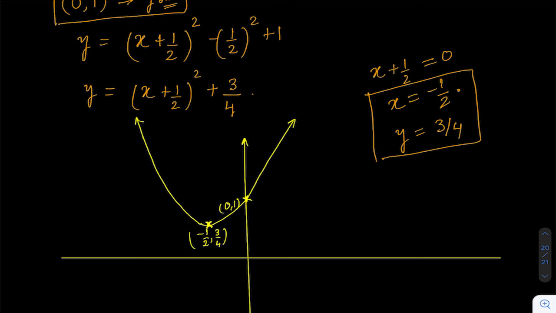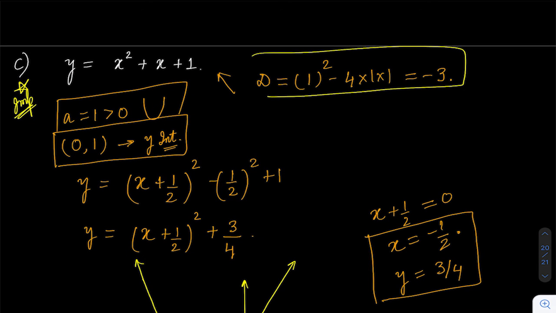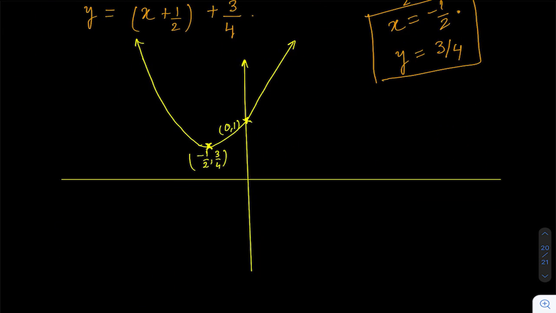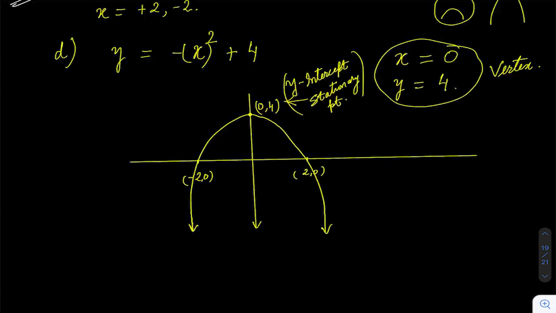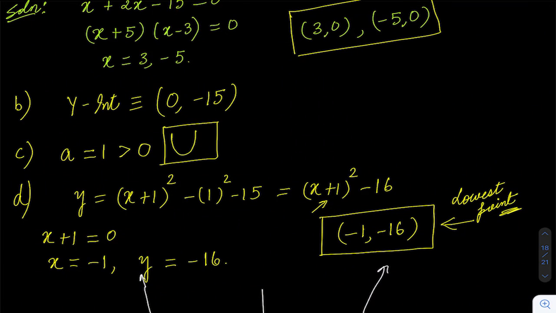Now in this we only have two special points, that is the y-intercept and the stationary point. We don't have x-intercepts in this because they are non-real, because d is less than 0. Okay, so this is how you can draw graphs of any quadratic using these four concepts: x-intercept, y-intercept, vertex, and value of a.